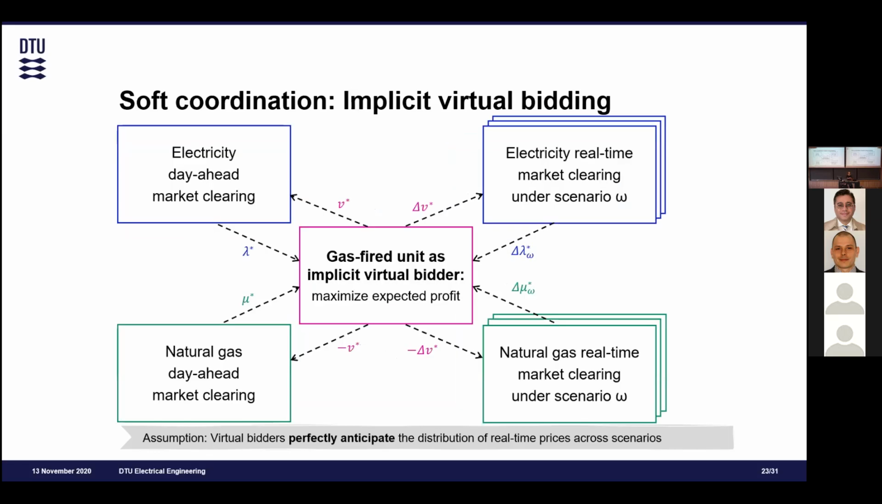Similarly, when we allow gas-fired units to act as implicit virtual bidders, we assume that they can perfectly anticipate the day-ahead and distribution of real-time prices in both electricity and natural gas markets. And their dispatch decision is then treated as fixed input into all market clearing problems. And they can now act as a coordinator between both power and gas markets and day-ahead and real-time stages.